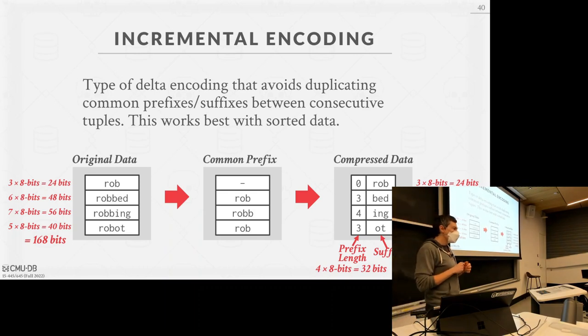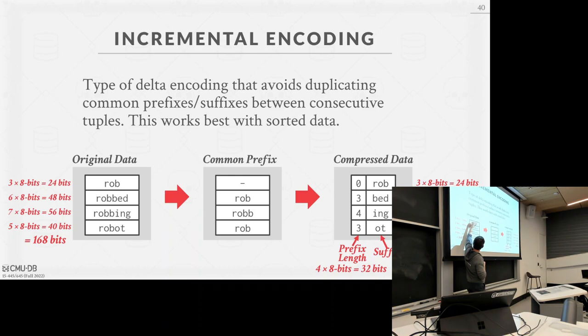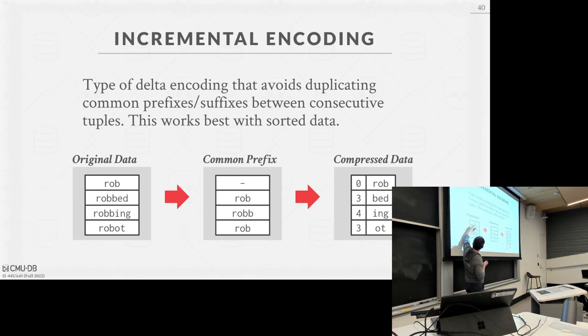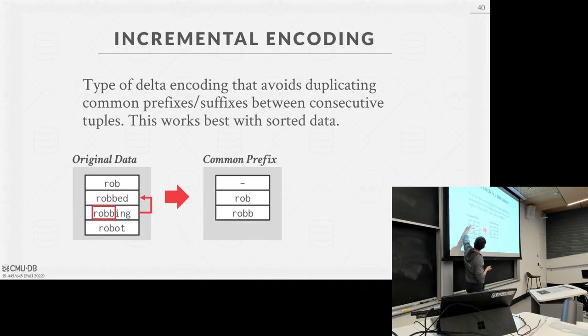Yes? Why is the prefix different between robbed and robbing? So the question is, why is the prefix different for this one versus this one? Because this is the prefix that corresponds to this, right? So in this case here, I have ROB going back here. This portion of ROBB here, it's not from the base one, it's from the one right before you.